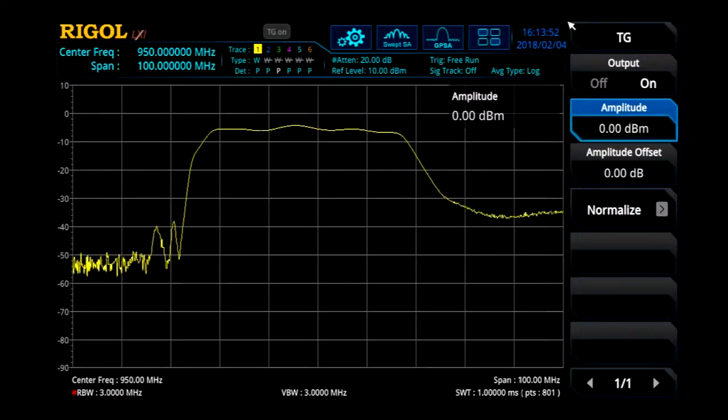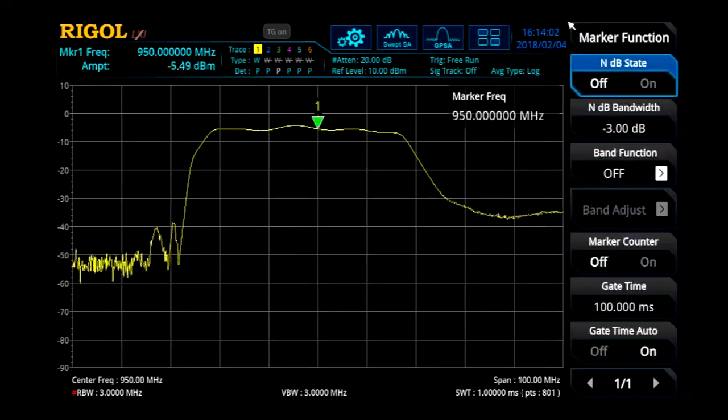Here, we've switched to a filter on our same 950 megahertz transceiver set. Here we're looking at the shape of that filter over the 100 megahertz, right around 950 megahertz. So in addition to the shape, we can also easily go into the marker functions and look at the 3 dB bandwidth of that filter. Here it's about 40 megahertz. So that gives us a nice wide band in our transceiver with a fairly flat output.